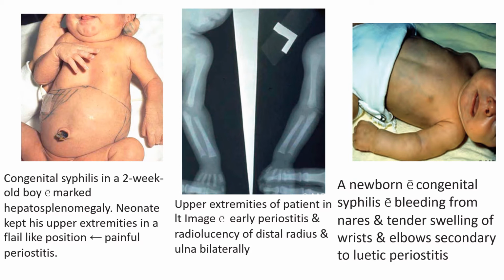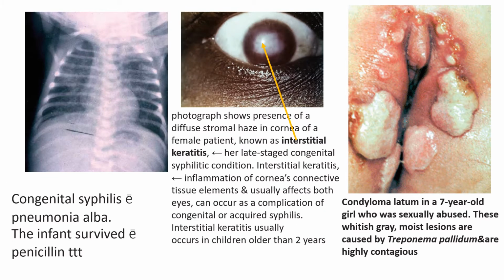This is a newborn on the right side with congenital syphilis with bleeding from nares and tender swelling of wrists and elbows secondary to periostitis. Very clear. And this is the bleeding. On the left side, congenital syphilis with pneumonia alba. The infant survived with penicillin treatment.